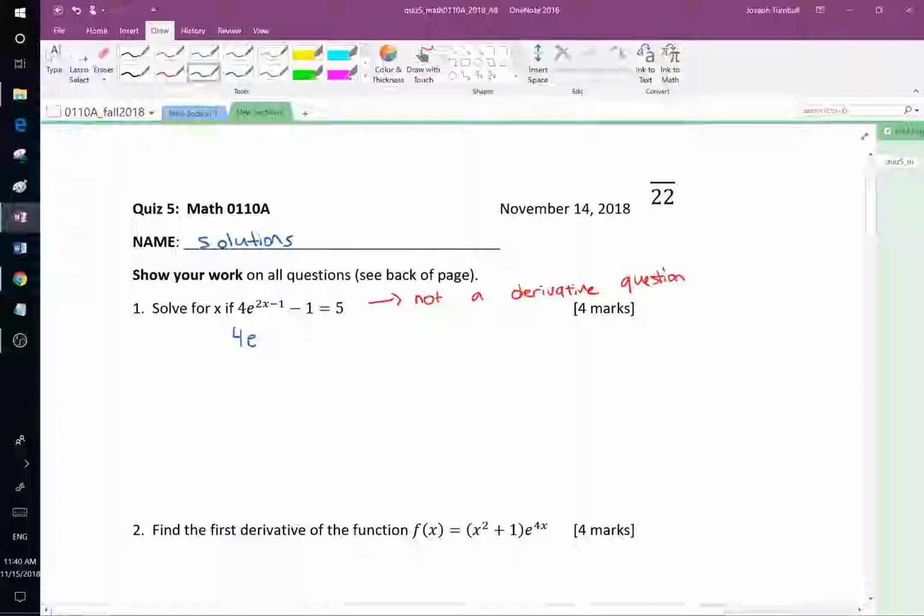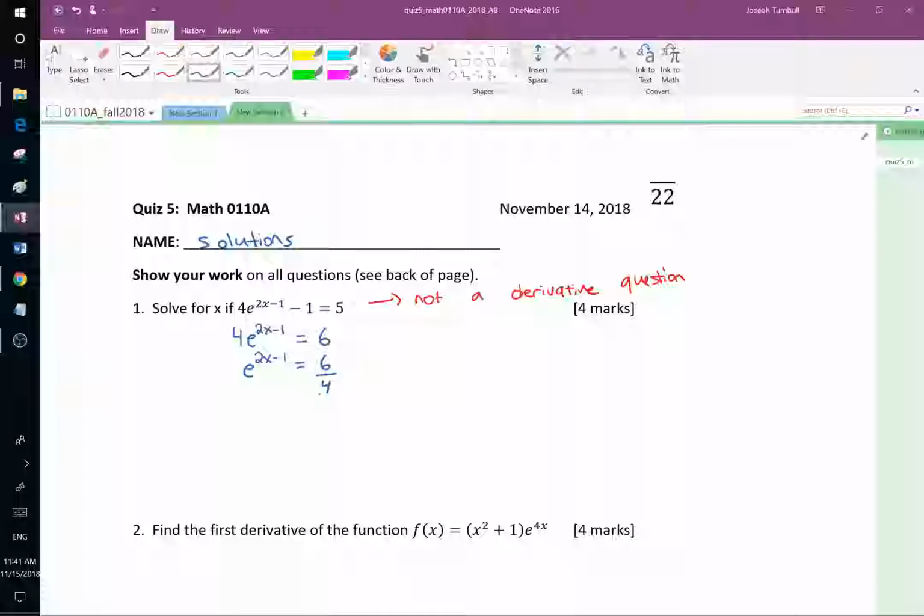We have 4e to the 2x minus 1, minus 1, is equal to 5. What I'm going to do first is add 1 to both sides. So we get 5 plus 1, 6. Now the exponential function, e to the 2x minus 1, is multiplied by a 4, and I don't want that 4. So I'm going to divide both sides by it. So e to the 2x minus 1 is equal to 6 divided by 4. And you can reduce that fraction if you want. It reduces to 3 over 2, but I'm going to leave it.